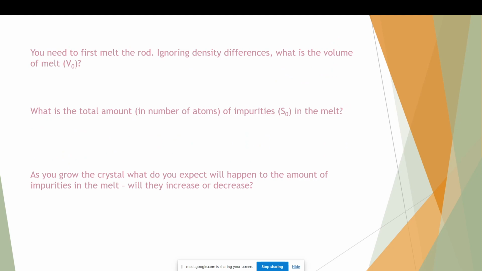First we have to melt the rod. So ignoring the density differences, what is the volume of the melt? How will you find the volume of the melt? If it is a cylinder, it is pi r square h. Length and area are given.